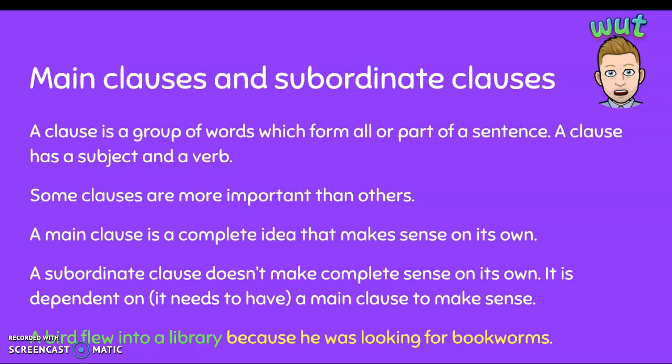For example, a bird flew into a library. That's the main clause. It makes sense by itself. A bird flew into a library because he was looking for bookworms. Because he was looking for bookworms is the subordinate clause. That part of the sentence does not make sense without the main clause. Altogether, a bird flew into a library because he was looking for bookworms.